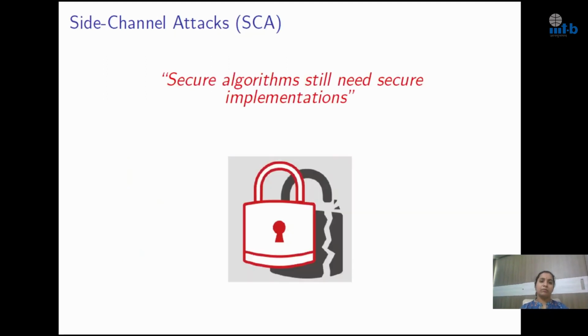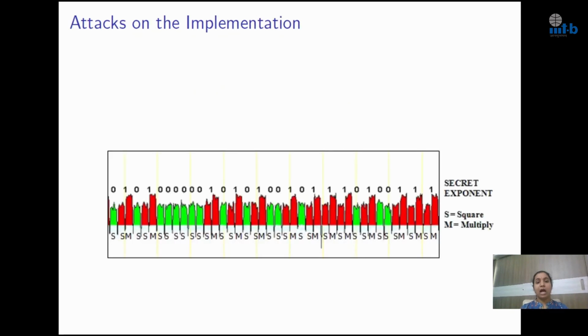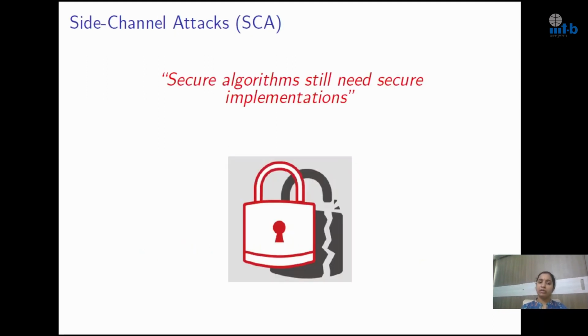I would like to insist on this point. Even though the RSA algorithm in theory is secure, Eve is using the information from the machine to decode the key. He is not breaking the RSA algorithm here, but he is using some additional information to decode the key. So even if the algorithm is secure, the implementation should also be secure.